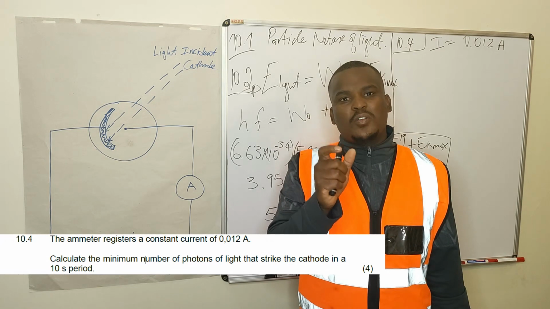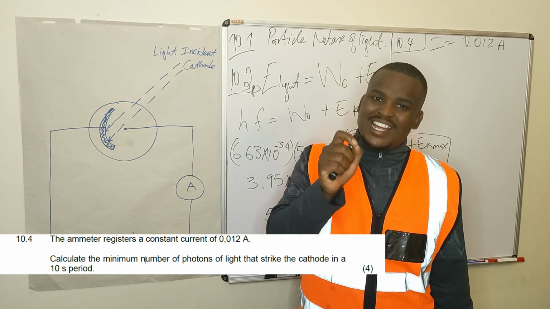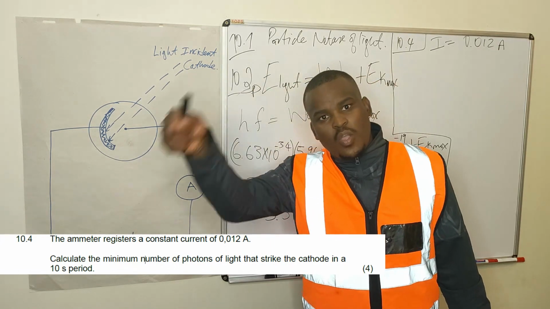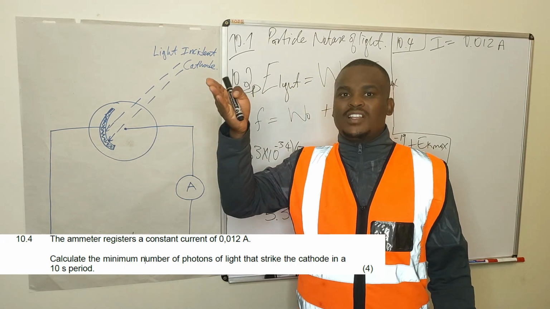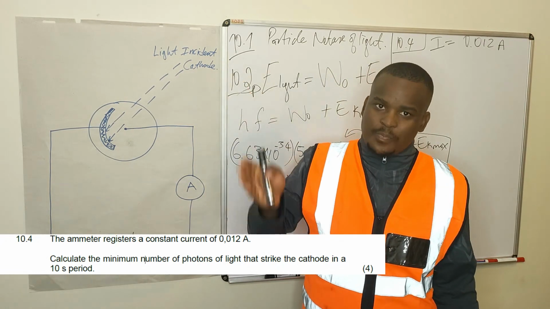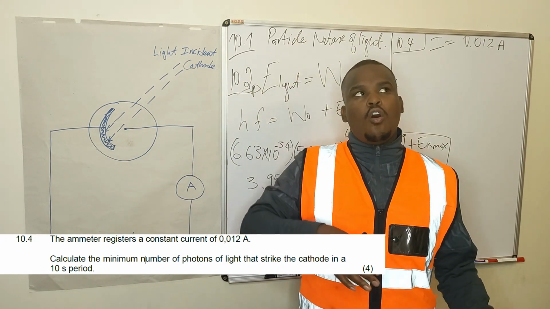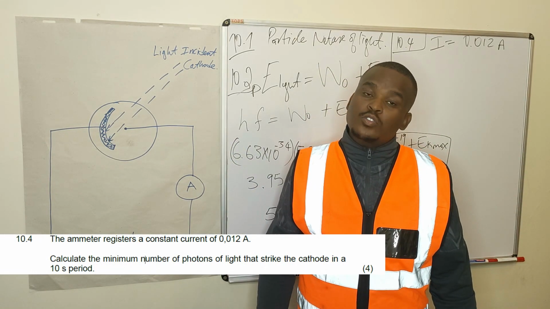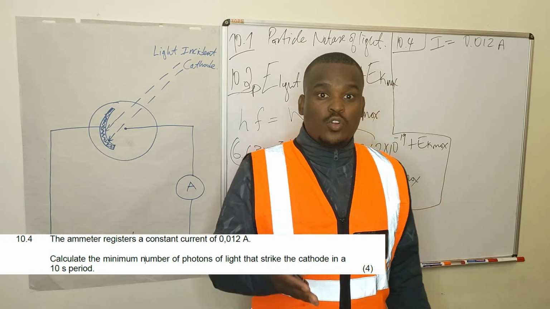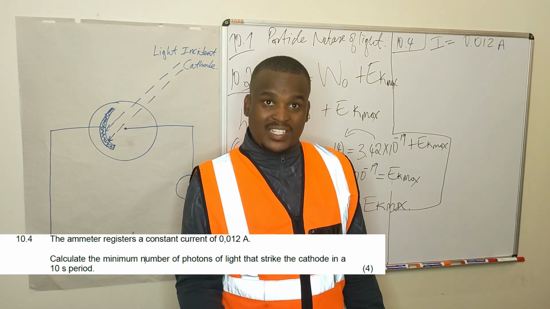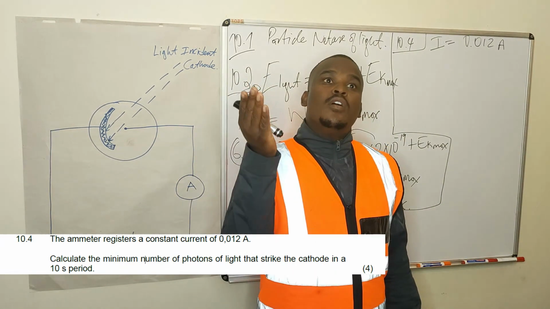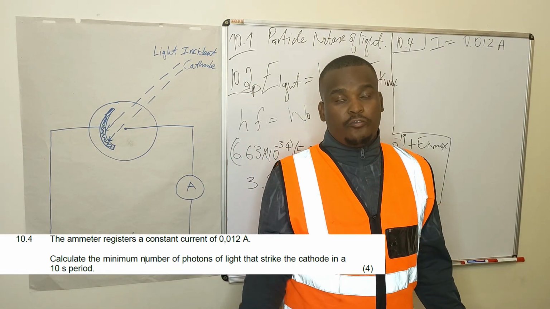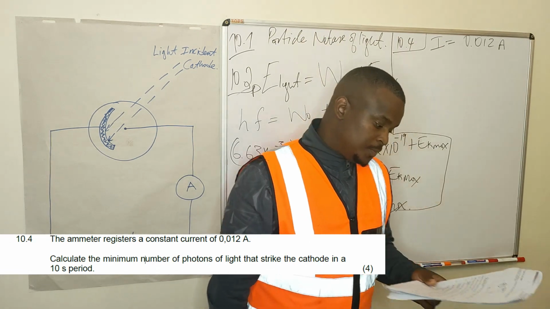So if you're able to calculate how many electrons were ejected in a 10-second period, then each electron represents each photon, because each photon from the incident light is responsible for liberating the electron from a metal. So that's what we need to do. We need to find how many electrons were emitted in that 10-second period. Then the same number of electrons will represent the same number of photons. That's what we need to do.